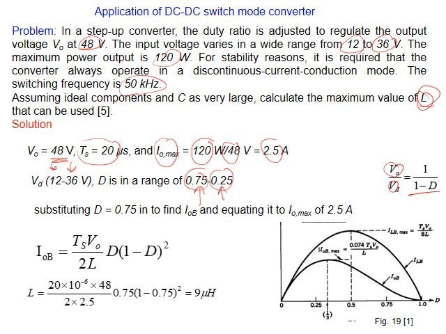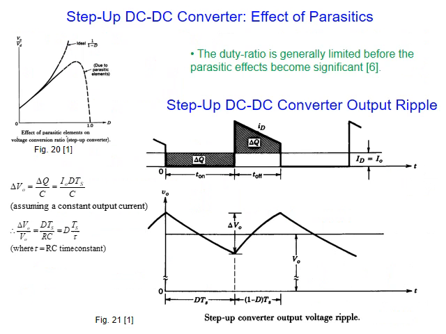Just a minute, let me see the graph here for output. For 0.75 the current is lower than for 0.25. So definitely I will use the higher D. I will substitute in this equation. I have the equation. Let's substitute to find L. It's found to be 9 microhenry.